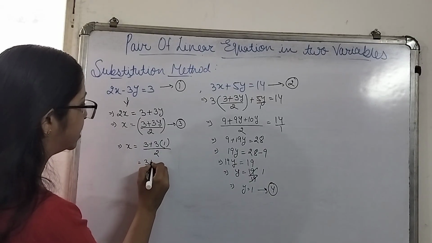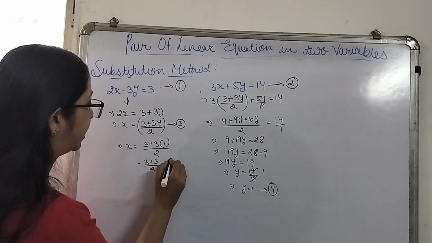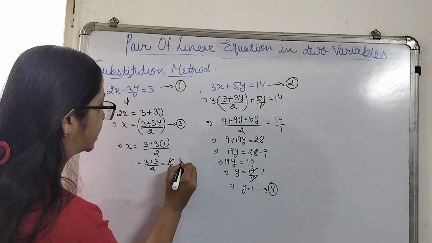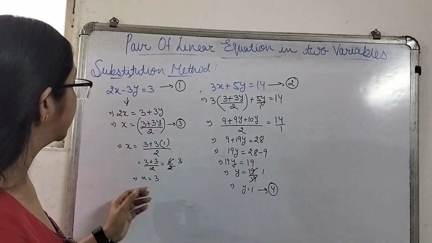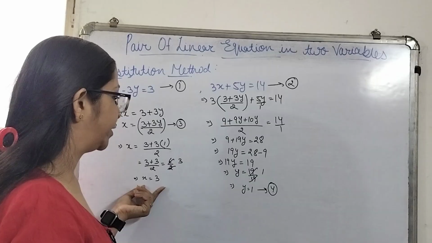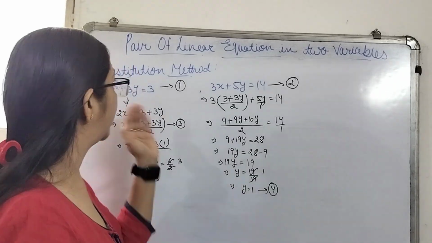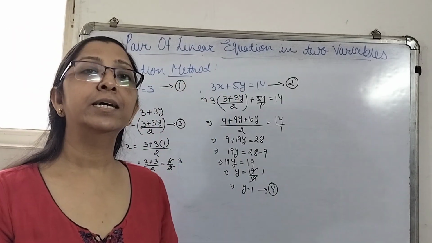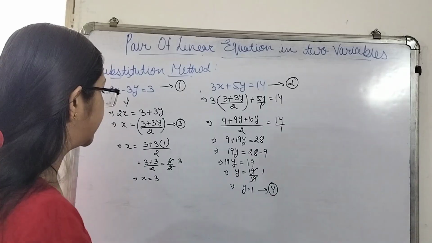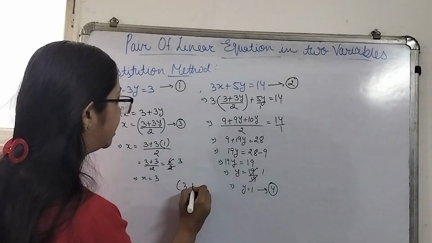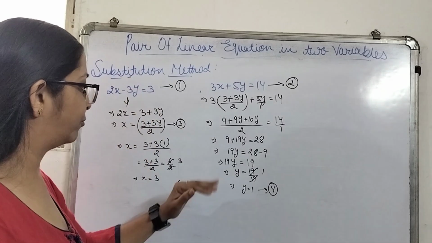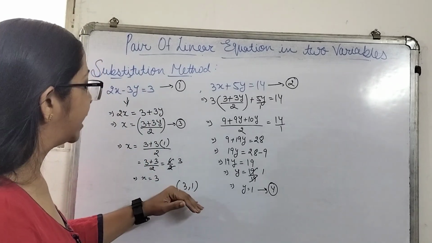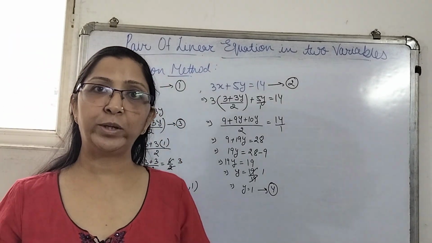So 3 plus 3 divided by 2, that is 6 by 2, or we can say 3. So the value of x is 3. That means if we keep x equal to 3 and y equal to 1 in both the equations, they will be satisfied. That means it is the solution for these two linear equations. Here we are getting one unique solution, right? That means it is a consistent type of equations.